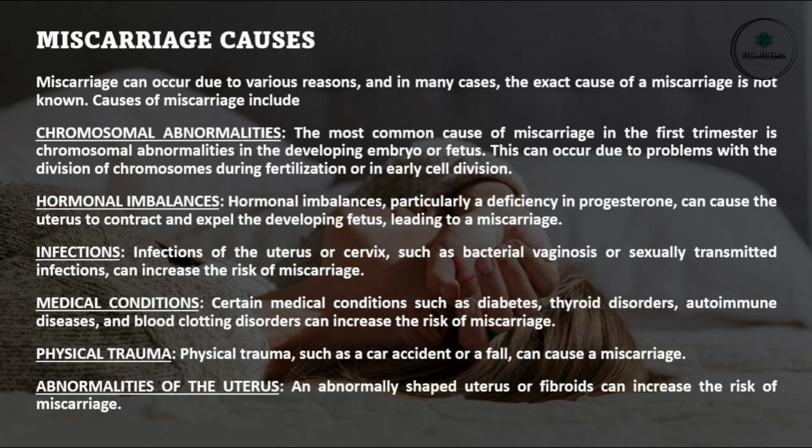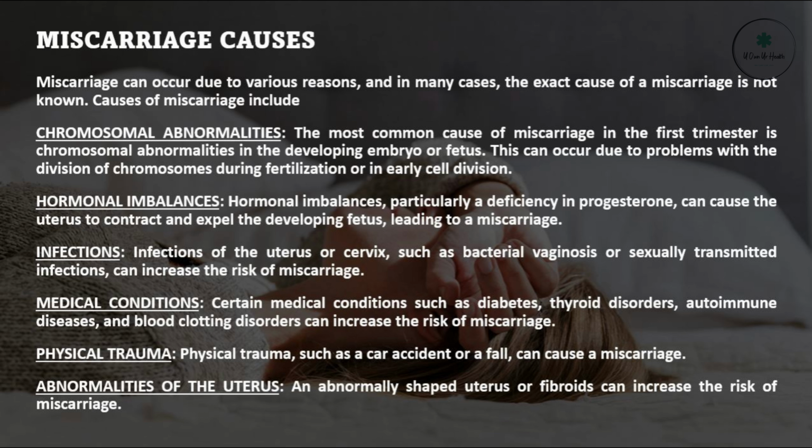Miscarriage causes. Miscarriage can occur due to various reasons, and in many cases, the exact cause of a miscarriage is not known. Causes of miscarriage include chromosomal abnormalities. The most common cause of miscarriage in the first trimester is chromosomal abnormalities in the developing embryo or fetus. This can occur due to problems with the division of chromosomes during fertilization or in early cell division. Hormonal imbalances. Hormonal imbalances, particularly a deficiency in progesterone, can cause the uterus to contract and expel the developing fetus, leading to a miscarriage.